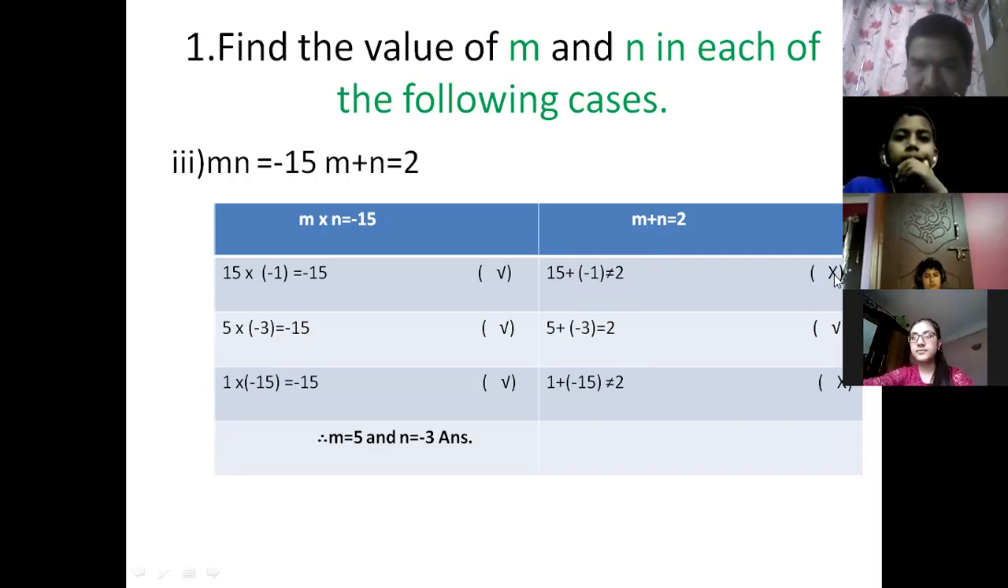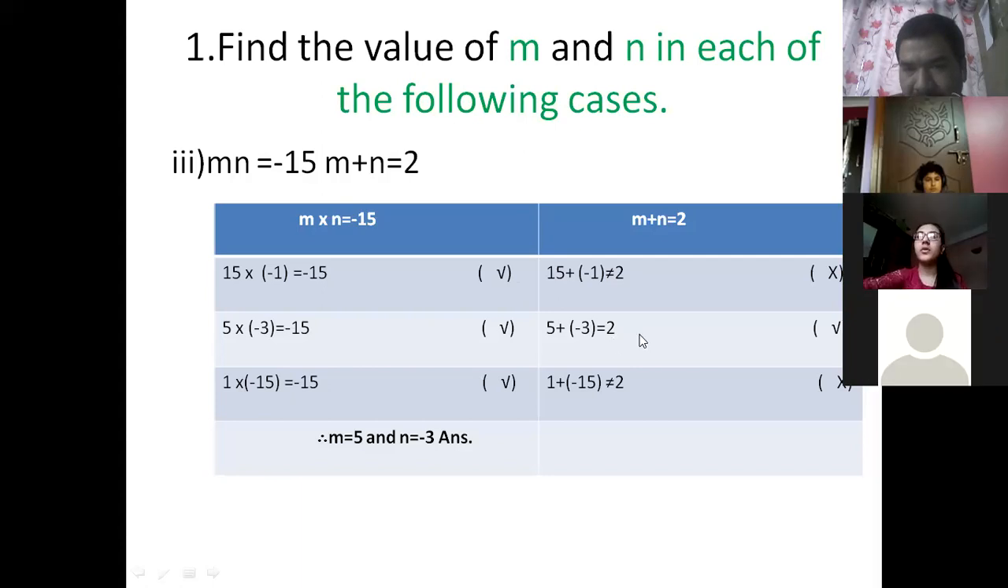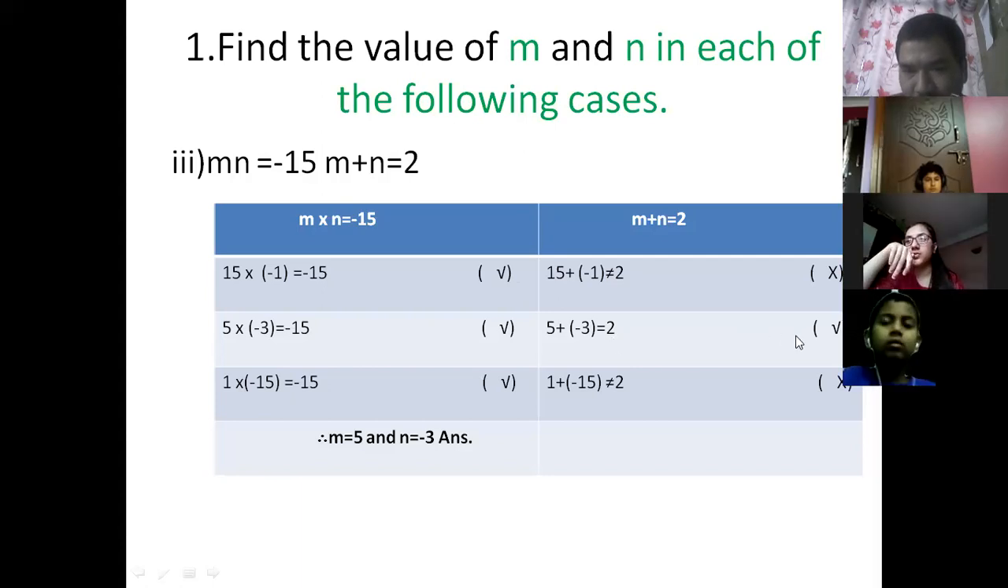False. Okay. Now look at the second one, what is there? 5 into minus 3 is what? Minus 15. After this 15 we take 5. 5 into minus 3 is minus 15, which is true. And 5 plus minus 3, what will be there? 2. Yes, it is true. It is true or not? Yes, sir.